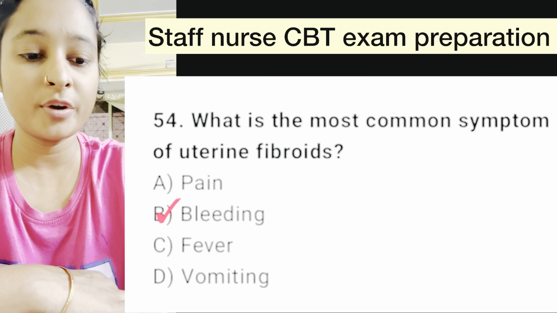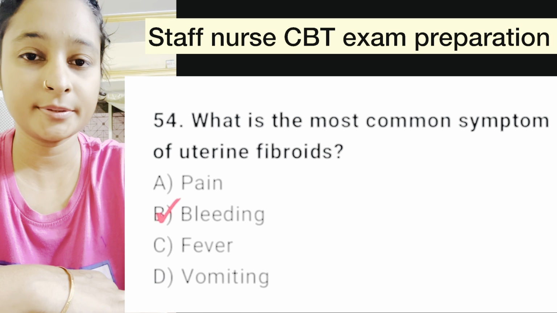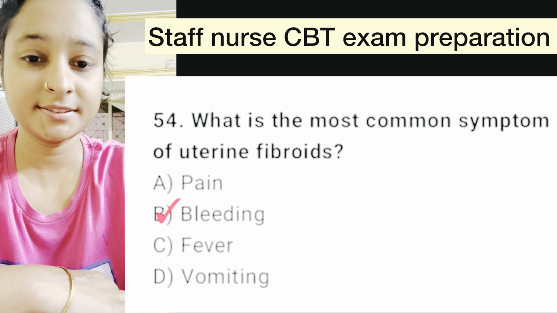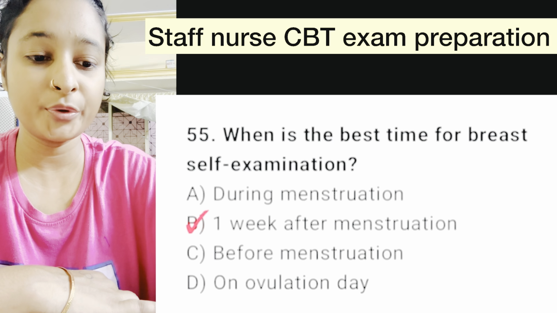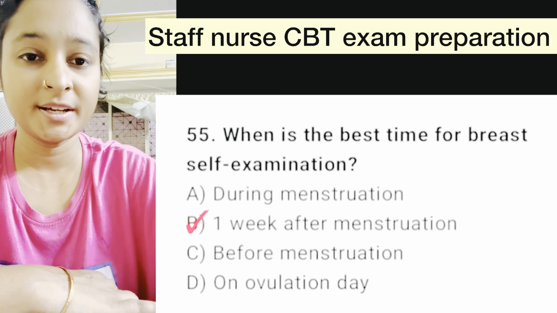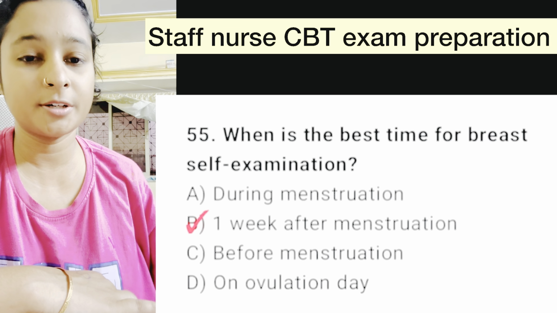Next question, what is the most common symptom of uterine fibroid? Here, right option is option B, bleeding. Next question, what is the best time for breast self-examination? Here, right option is option B, 1 week after menstruation.